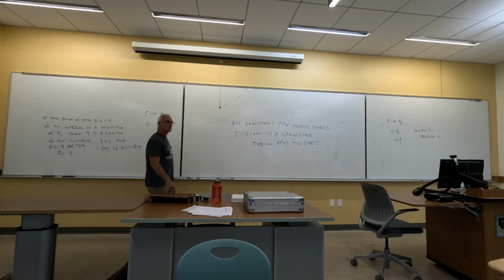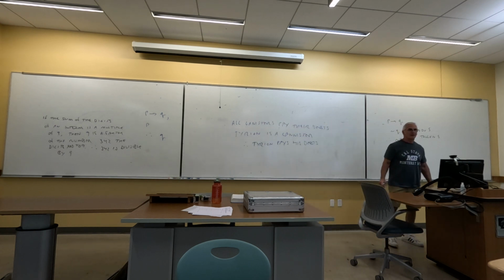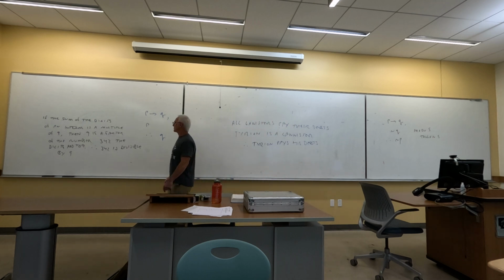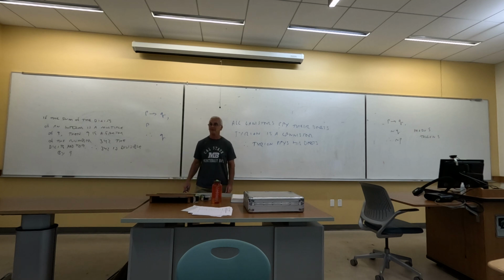Now, can you give me the modus tollens of this? If the sum of the digits of an integer is a multiple of 9, then 9 is a factor. That is true. And now I'm giving you 342, and you say, yep, 9 is a factor. What if I said, I'm thinking of a number, and 9 is not a factor?